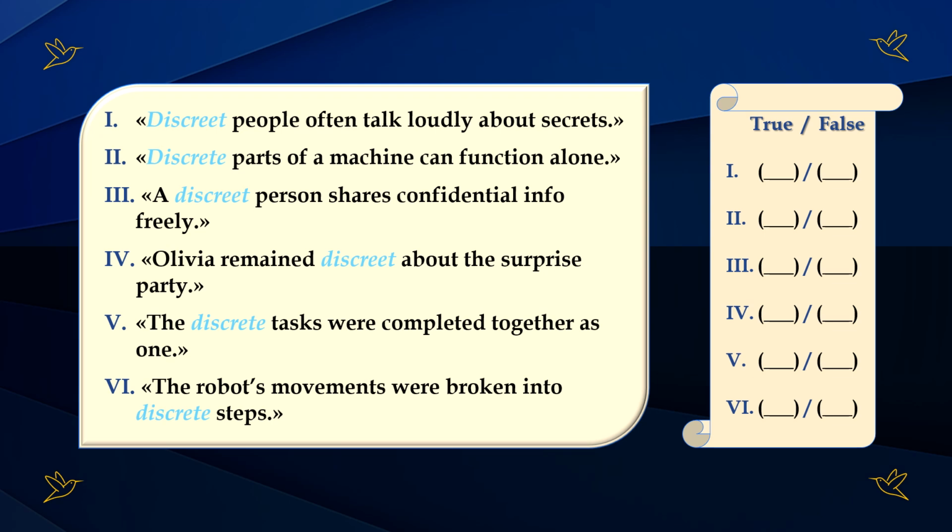3. A discreet person shares confidential info freely. 4. Olivia remained discreet about the surprise party. 5. The discrete tasks were completed together as one. 6. The robot's movements were broken into discrete steps.